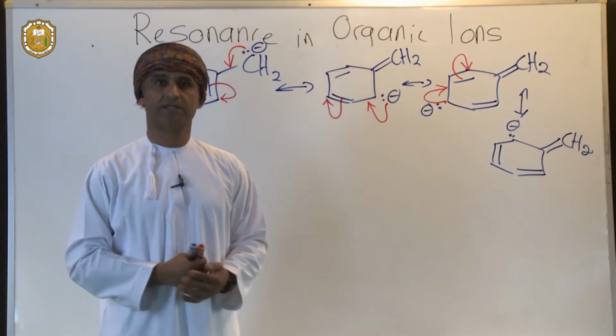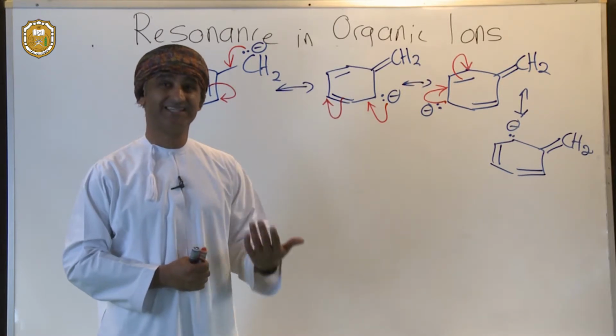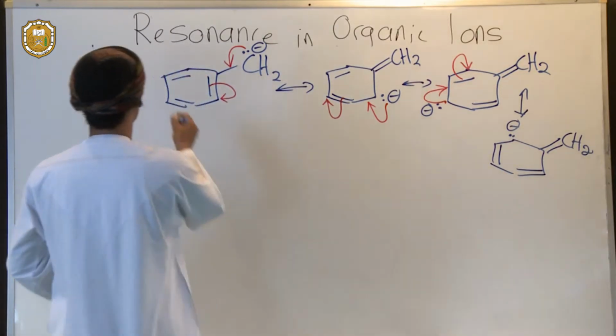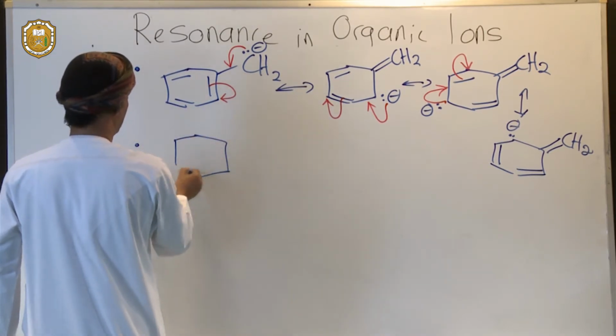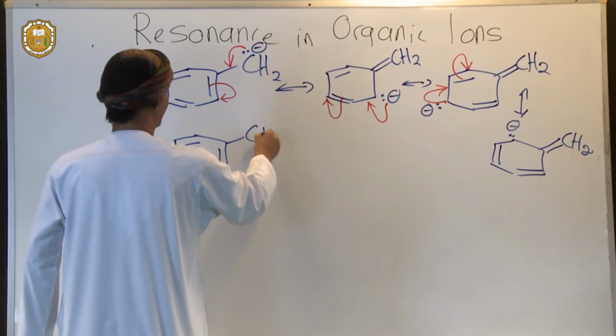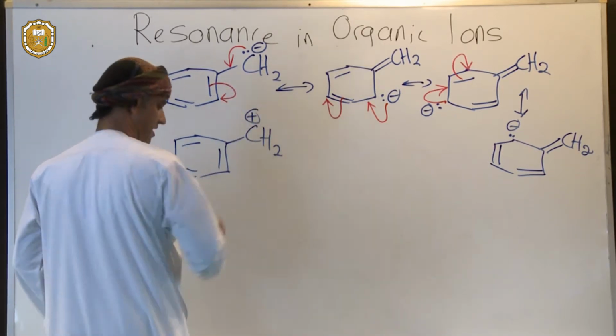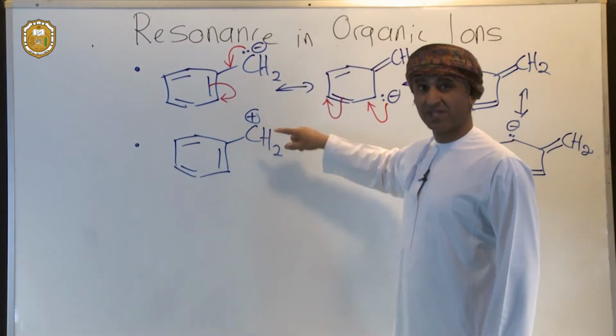which suggests that the benzylic carbanion is stabilized by resonance. Let's now take the benzylic carbocation, so a carbocation at the benzylic position. So something like that would be representative: a positive charge on that benzylic position, a positive charge on the benzylic carbon.